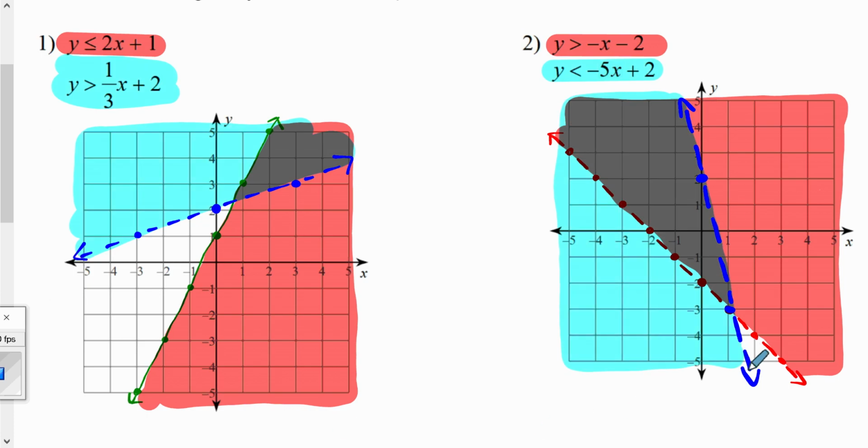And there we have it again. I've graphed my blue inequality line for the second one. I've shaded less than that. And then you can see the overlapping area is in the gray right here. So any of the solutions would be in the gray area.